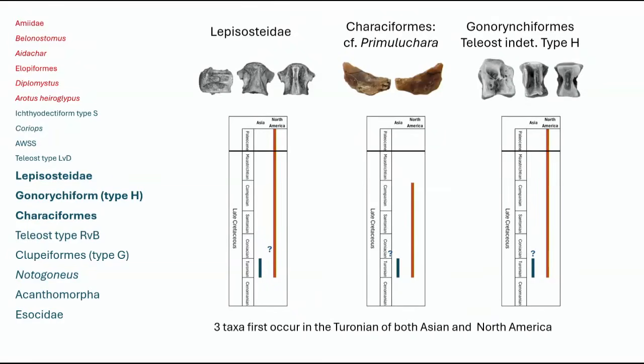Again, there are a number of taxa that occur at the same time in both Asia and North America. And at least 2 of these are taxa that we think are pretty clearly dispersed from Gondwana. So this is the evidence that the faunal change that's happening is a global one. It's not a result of local changes in these areas.